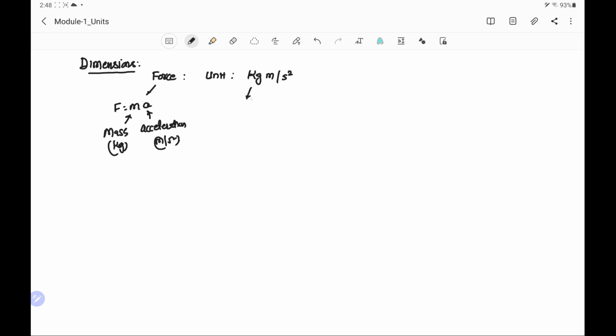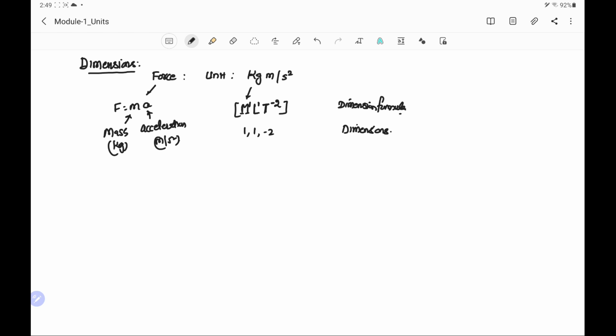Because kilogram is the unit of mass, this mass is represented by capital M. Meter is the unit of length, length is represented by capital L, and second is the unit of time, so we represent time with capital T. And we put the powers on them, 1, 1 and -2, in a square bracket. This formula is called the dimensional formula. And these powers 1, 1 and -2 are called dimensions. That means the dimension of mass is 1, dimension of length is 1, and dimension of time is -2.